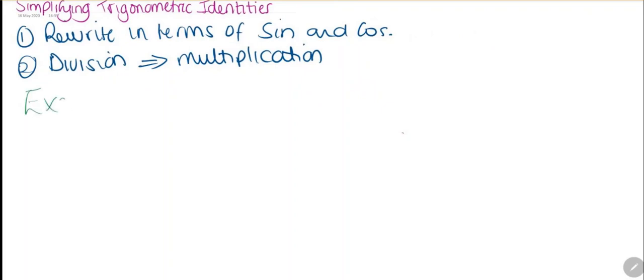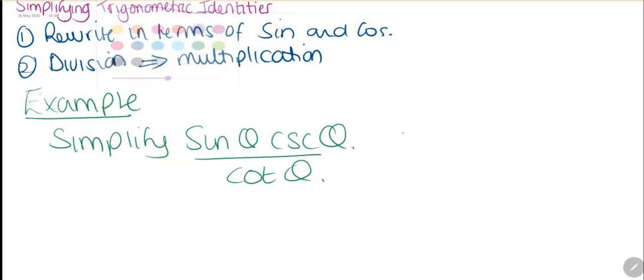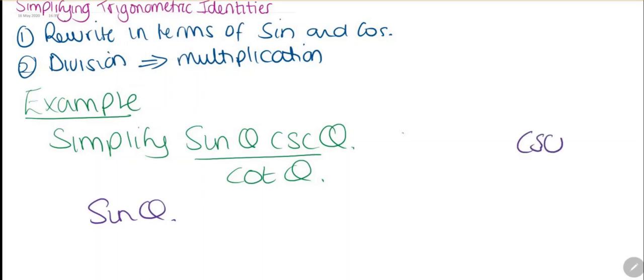So our first example, we need to simplify sine theta cosecant theta divided by cotangent. So we're going to leave sine theta as it is. Now we can look at cosecant, and we know cosecant of theta is equal to 1 over sine theta.